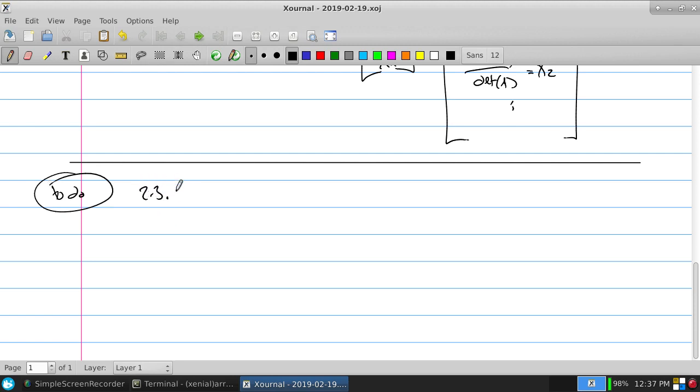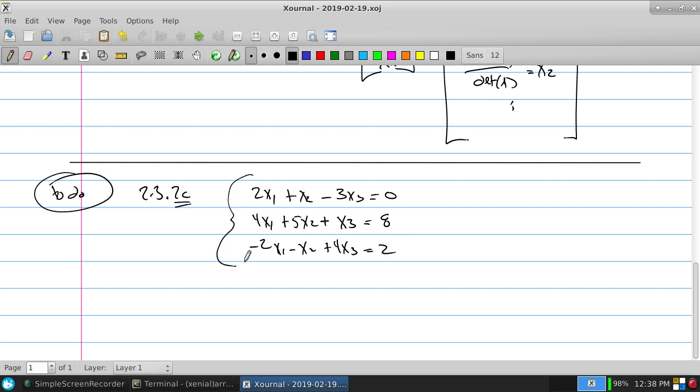You would have your system of equations, which is 2x1 plus x2 minus 3x3 is equal to 0. We have 4x1 plus 5x2 plus x3 is equal to 8. And then negative 2x1 minus x2 plus 4x3 is equal to 2. And this is my system of equations.